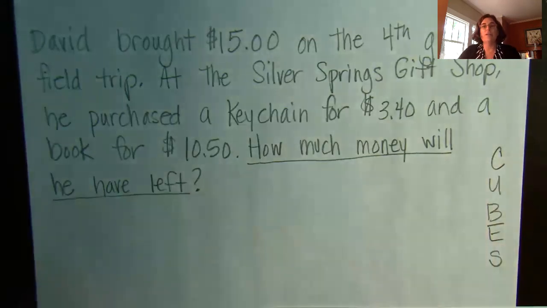All right, let's go ahead and read it our third time through. This time we're going to be looking for important numbers and key words. David brought $15 on the 4th grade field trip. At the Silver Springs gift shop, he purchased a keychain for $3.40 and a book for $10.50. How much money will he have left? All right, so let's go ahead and circle the important numbers. Can you find them?